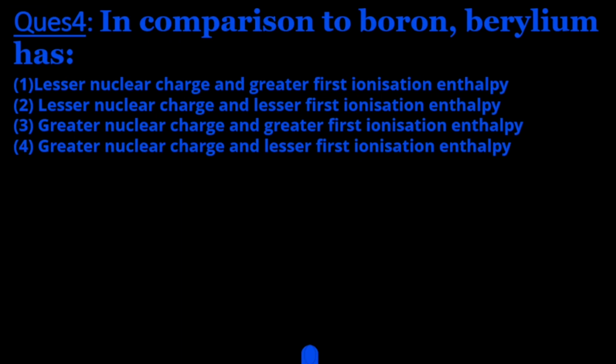In comparison to boron, beryllium has. Pause the video, answer it. Now I will tell the answer. Answer is first, that beryllium has lesser nuclear charge. Yes, it is correct, because when we move along the period, nuclear charge will increase, means beryllium, then boron, means beryllium has less nuclear charge and greater first ionization energy. Again, from the exception part, beryllium is completely filled, so it will come ahead of boron. Now moving on, next question.